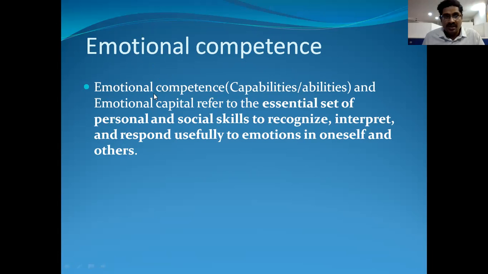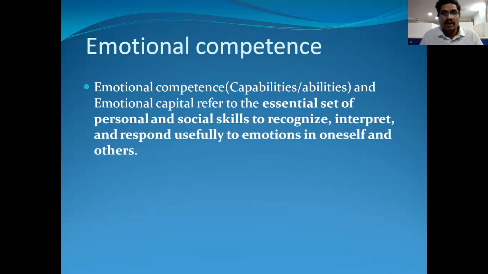Once again, I want to repeat it. Capabilities or abilities for controlling our emotions, and capabilities and abilities for balancing our emotions, are emotional competencies. These emotional balancing capabilities and emotional controlling abilities are called emotional competencies. Emotional competencies are one of the major things to increase our emotional control and emotional intelligence.